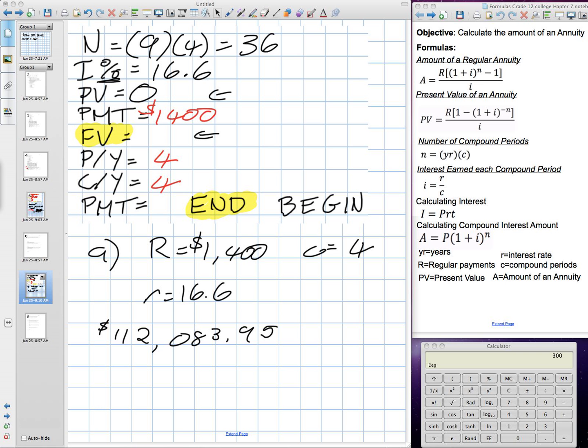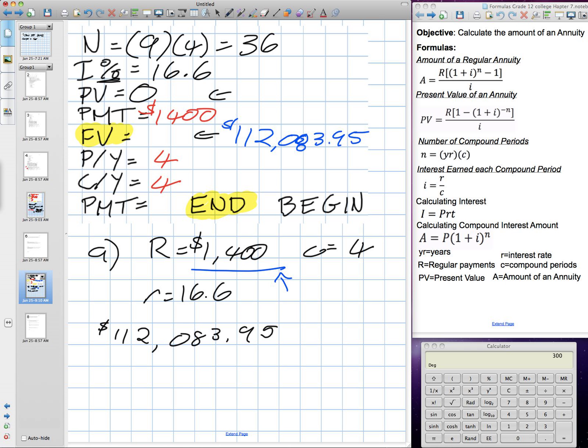Then you take your cursor, highlight FV, and again, sorry, make sure PMT at the bottom is highlighted at N. And you guys are going to hit alpha enter. So we discovered that the future value of this money in 9 years after depositing that money, they'll have $112,083.95 in the bank. That's quite a bit of money.